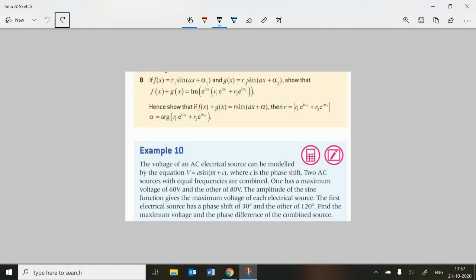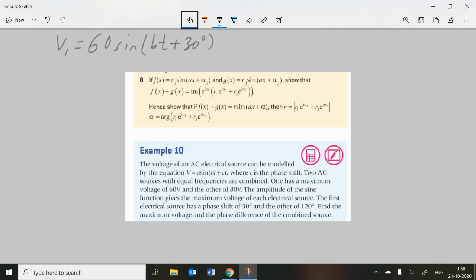So that's this part here. So let's write those two things out. We have V1 is equal to 60 sine, and we don't know what B is, but we don't care about what B is, and that's t in terms of time. And we have plus C, and C here is equal to 30 degrees.